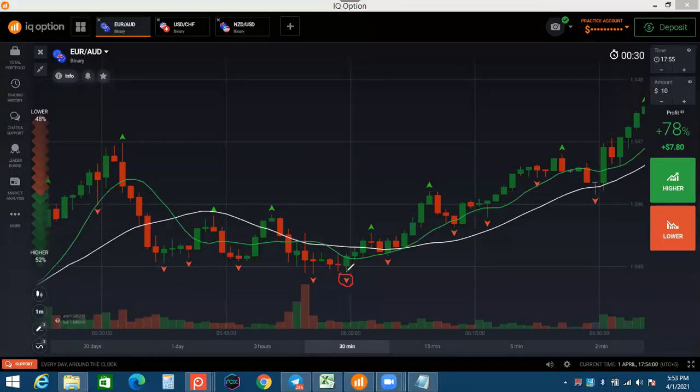The lower fractal, what is it showing? Can anyone tell me? And the upper fractal, what will it show? Lower is the lower low and upper is the higher high. Okay. Can I say the sellers are weak, buyers want to change the trend, right? Yes, sir. Can I say buyers are weak, sellers want to change the trend, right? Can I say buyers want to change the trend?